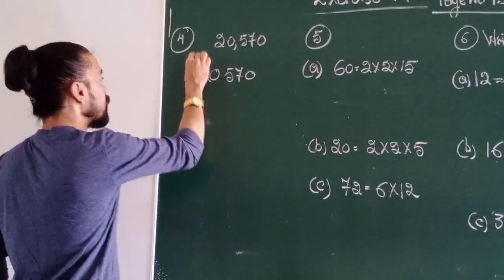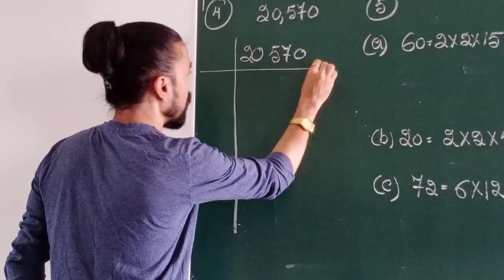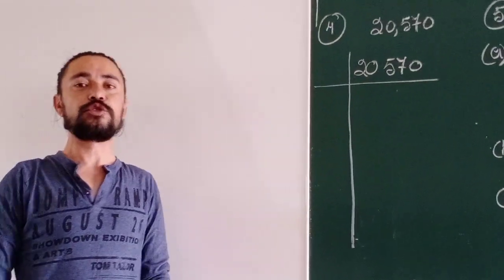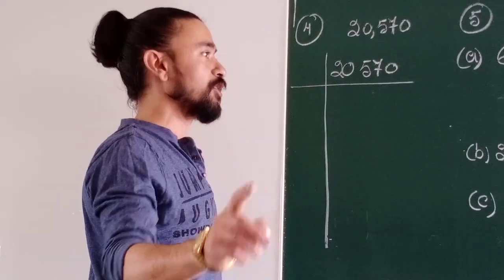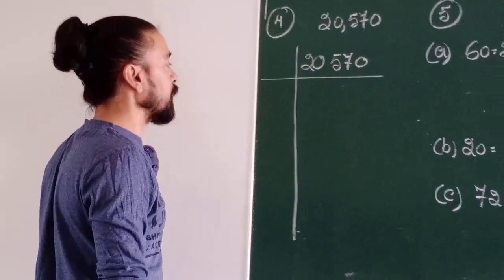20570. Children, remember, instructions have to be copied by you. I am not writing the instruction. I am here to solve the sum and explain that to you. Instructions are given in the textbook, that has to be copied by you.